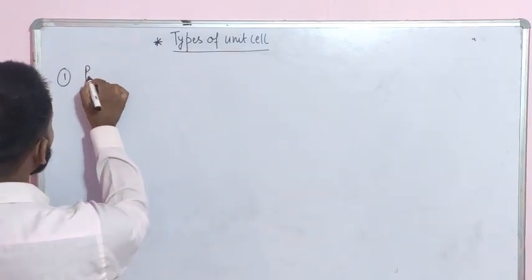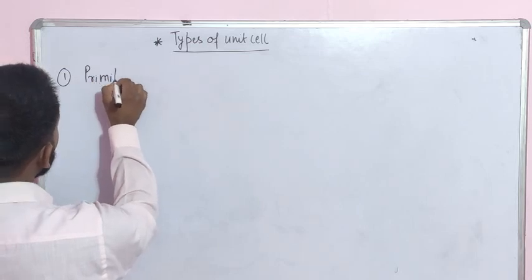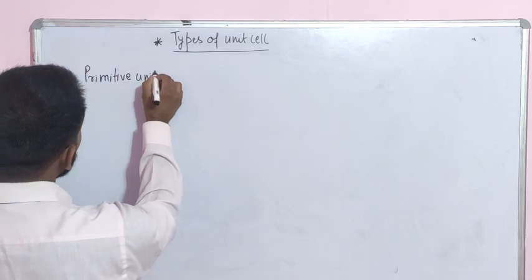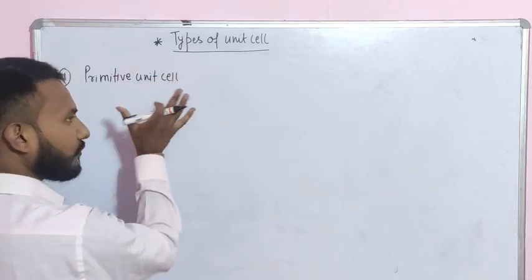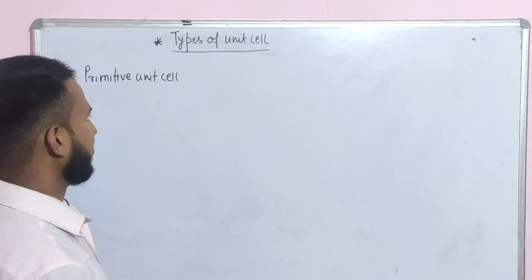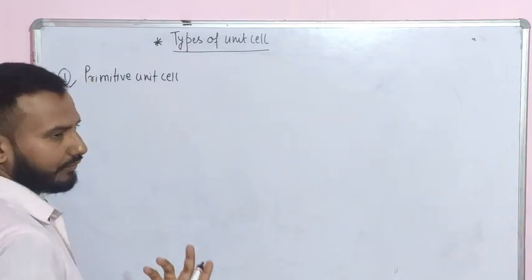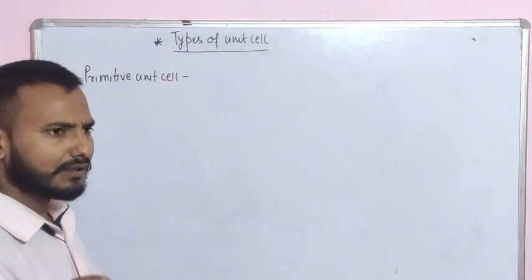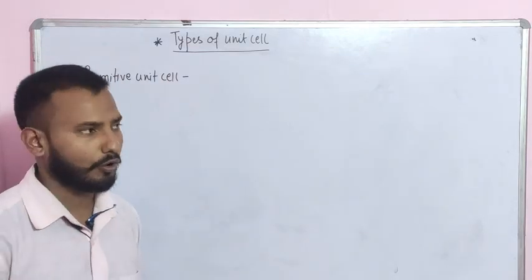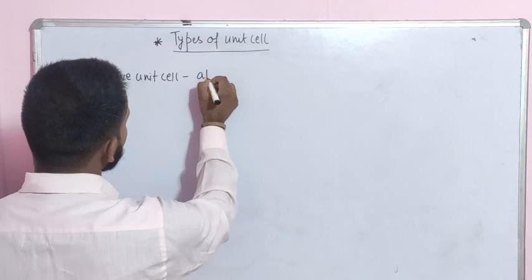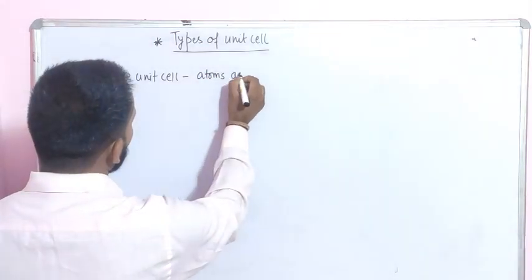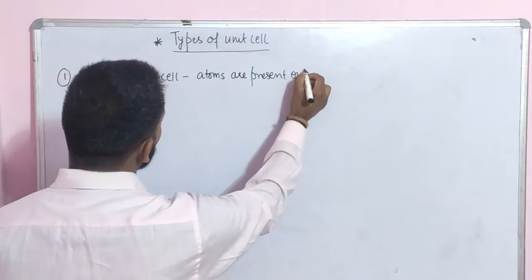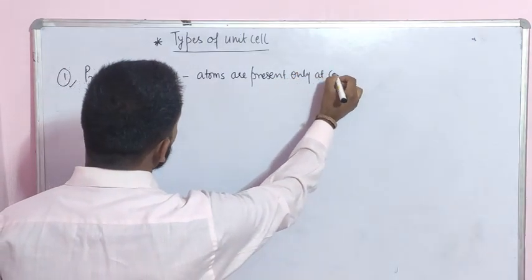The first one is the primitive unit cell. It is also known as the simple cubic unit cell, but here this name is quite common. Primitive unit cell means that in this type of unit cell, the atoms are present only at corners.